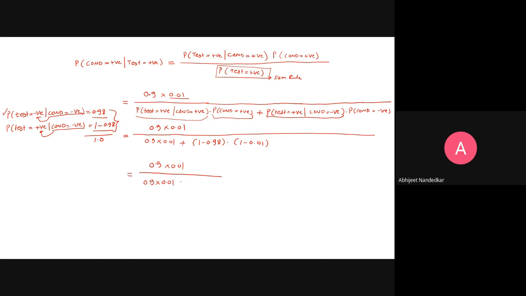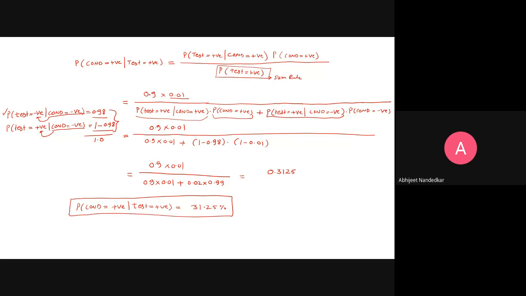So this I can write as 0.9 into 0.01 divided by 0.9 into 0.01 plus 0.02 into 0.99. Okay, so if you solve this, this will come to 0.3125. So what we have calculated is the probability that condition is positive when test is positive. So the chance of getting the true result is 31.25% only. You got my point?